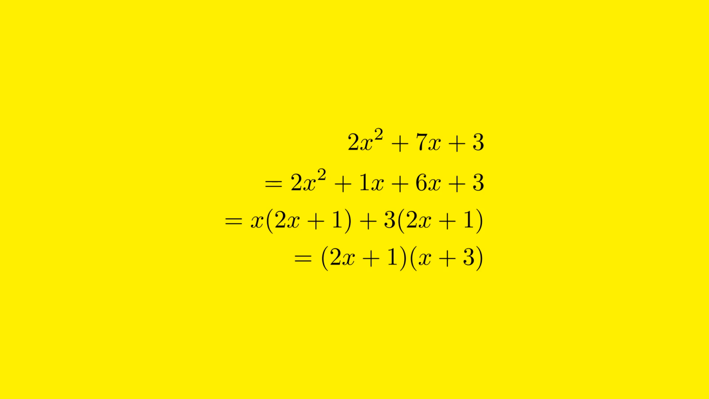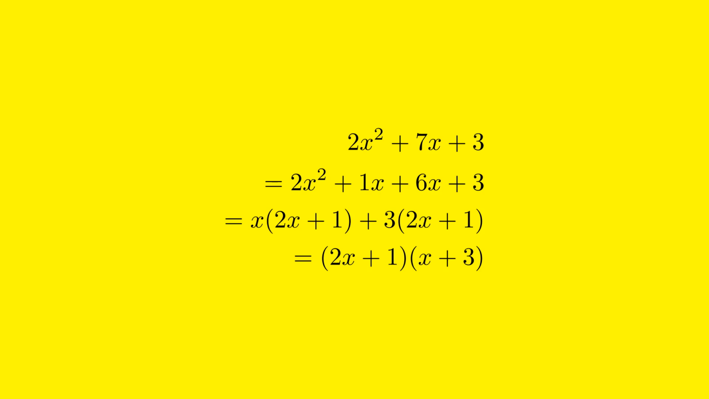The general form of a quadratic expression is ax squared plus bx plus c, where a, b, and c are the coefficients. In our case, a equals 2, b equals 7, and c equals 3. The initial step in this type of factoring problem is to multiply the coefficient a, which in our case is 2, and the constant term c, which is 3 here. 2 times 3 equals 6.